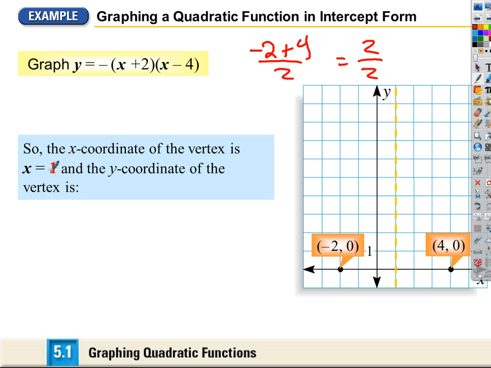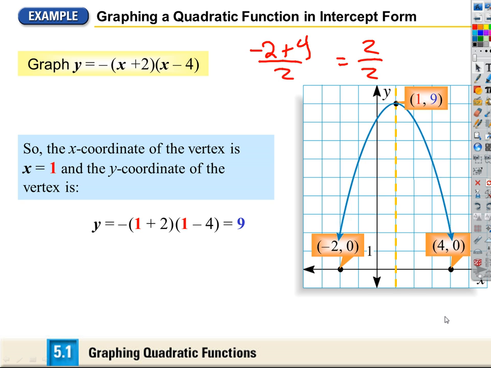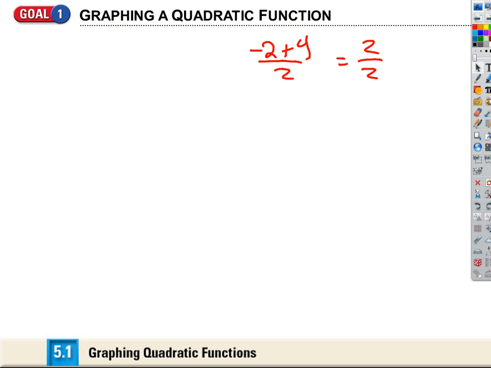How do I find the y value if I know an x value? Always? Plug it in. Plug it into the function. See what we get. So if I plug in x equals 1, I get what? Negative 1 times 3 times negative 3. So negative 3 times negative 3 is positive 9, right? So there's our vertex. Positive 1, positive 9. Connect those three dots and you're done. That's it. No big deal, right?